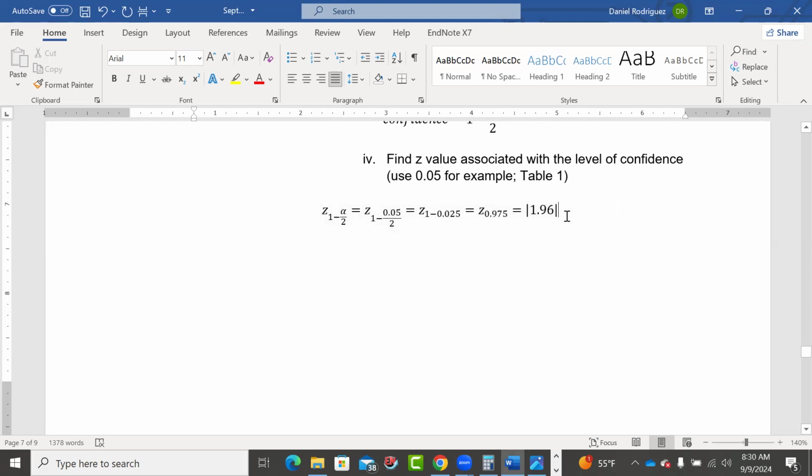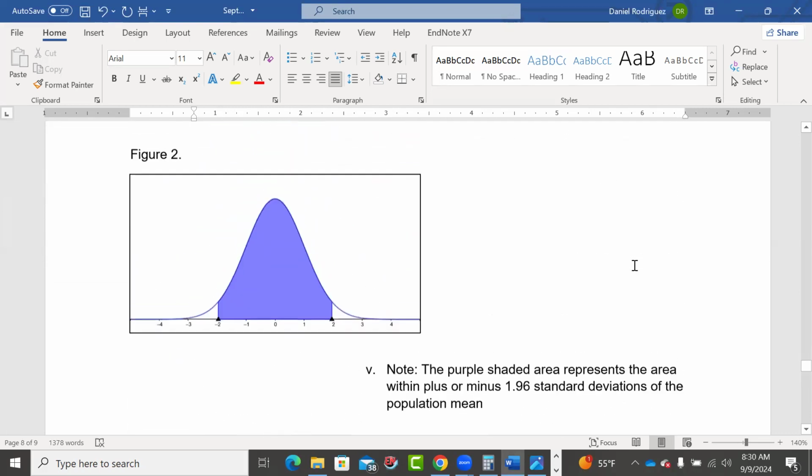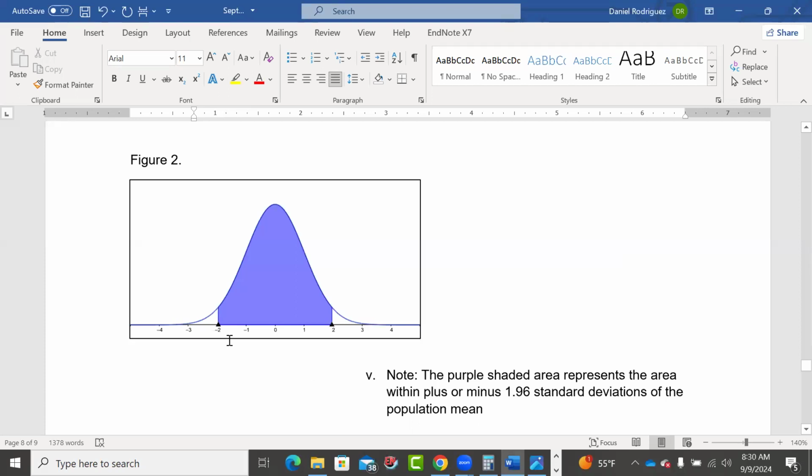The absolute value is because we're using both positive 1.96 on the right side of that distribution and negative 1.96 on the left, because this interval surrounds our point estimate. All right, okay, let's go ahead and do this then. So this is this area right here. This is a really nice figure here. This shows you the area within.